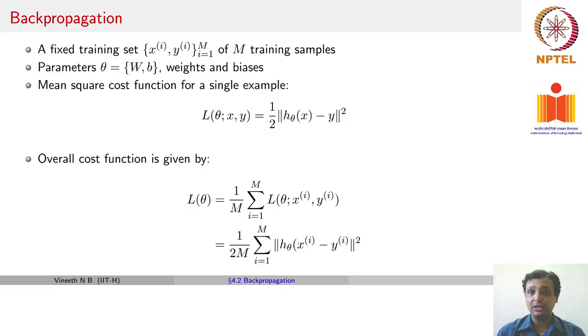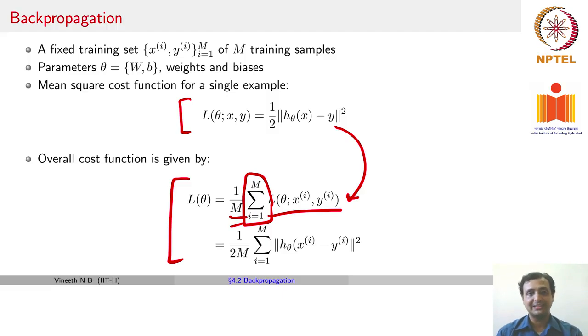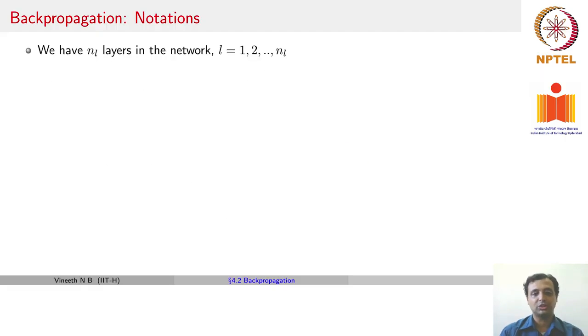Now the overall cost function across all examples, we saw the cost function for a single example. The overall cost function across all of these examples is going to be given by 1 by m summation over all m's L theta xi yi. So the same L function summed up over all training samples and then averaged. And L theta of xi yi can be replaced by your mean square error definition. That's the overall cost function that we're going to go with. We still have to compute the gradient, but that's the overall cost function.